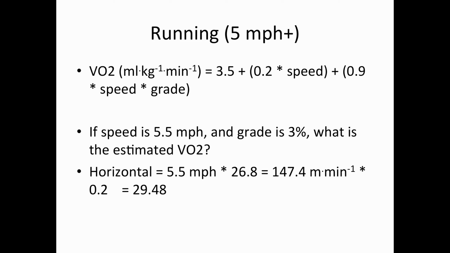So the horizontal component is 5.5. We need to convert it into meters per minute. So we take 5.5 times 26.8, and when I did the math it was 147.4. So then you take that and multiply it by 0.2, and our horizontal component is 29.48. To get the vertical component, we take 0.9, multiply it by that speed, so 147.4 meters per minute, and a 3% grade is expressed as 0.03 as a decimal. We multiply that together, and I'm going to round up in this case, so it's 4.